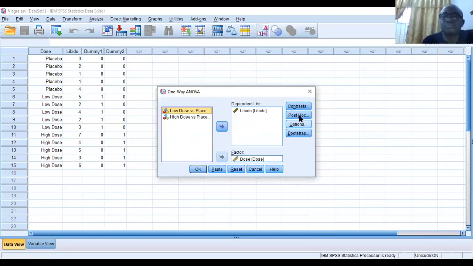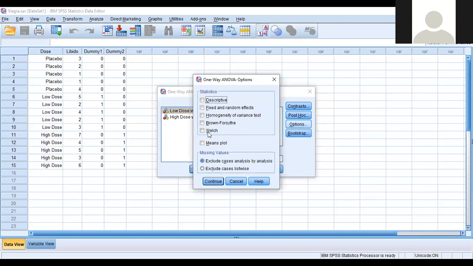Is it options? Yes, other options. Options. Homogeneity of variance test, number 3. Leave the screen, you can click okay. Descriptive is what just gives you the mean and all those stuff. We explained it yesterday, so we can remove it now.